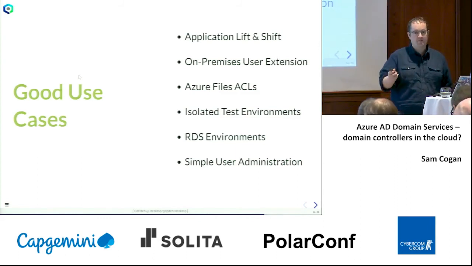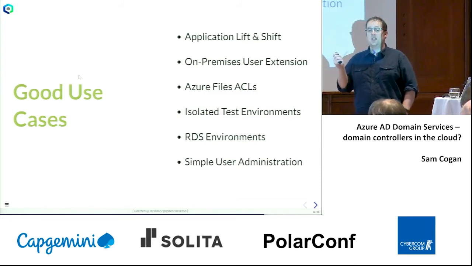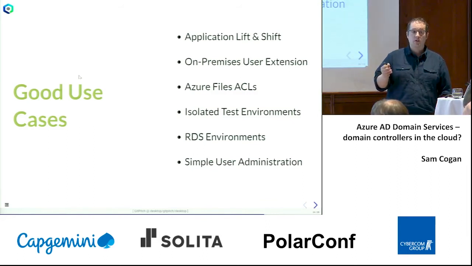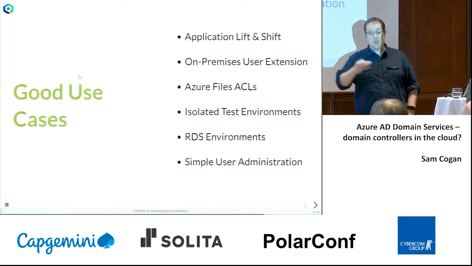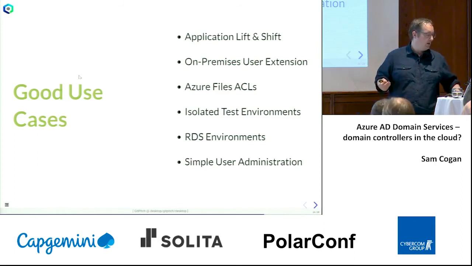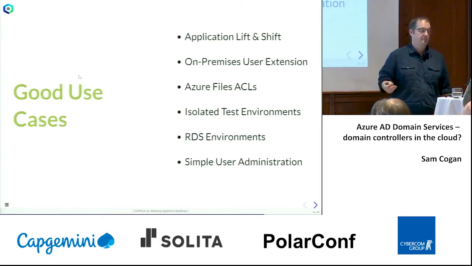There are some specific use cases where you have to use AAD DS. One of those is what we talked about yesterday, the Azure Files access control list. So if you want to use Azure Files to store your data and you want to restrict access to that data using something other than the storage key, then you need to use AAD DS. And if we have time, I can do a quick demonstration of how that works. So you will need AAD DS deployed to do that.